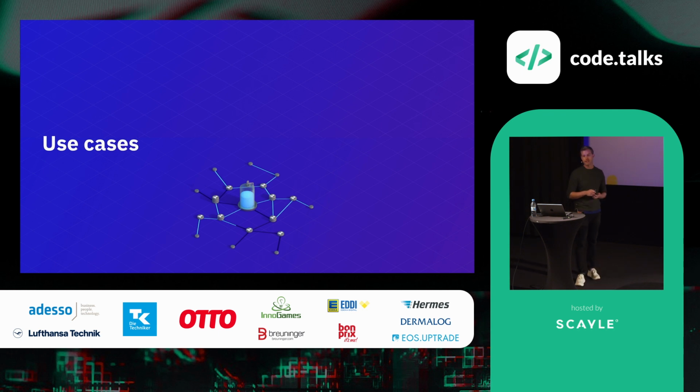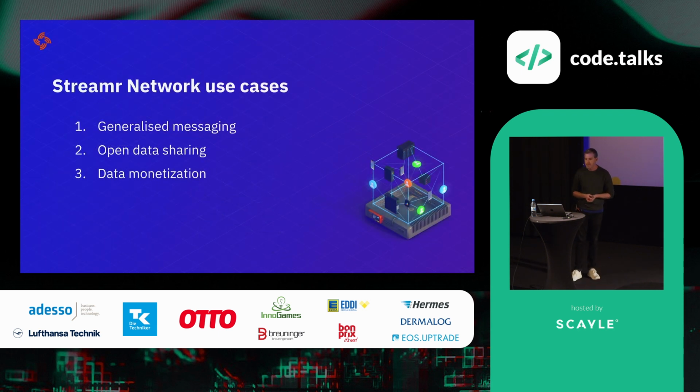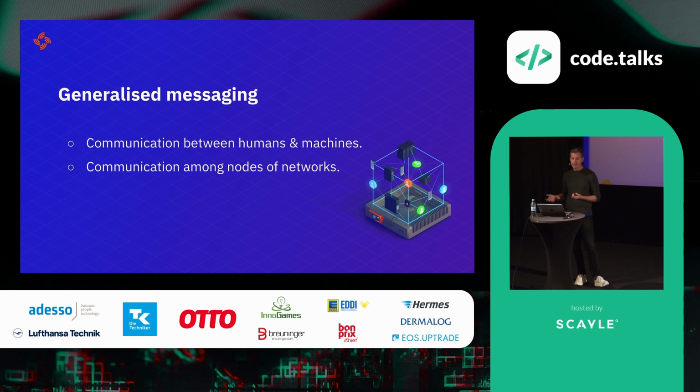Okay, let's move on to the use cases. There are three main use cases for such a piece of infrastructure. It is generalized messaging, open data sharing, and data monetization. Generalized messaging can be humans to humans, well, humans to machines, let's say, machines to machines. What we're also seeing is quite interesting communication of nodes in other decentralized networks.